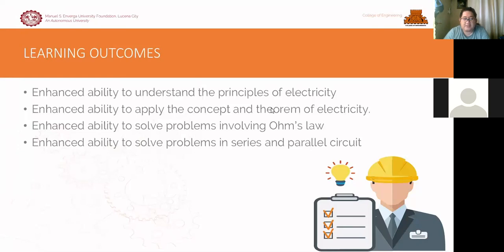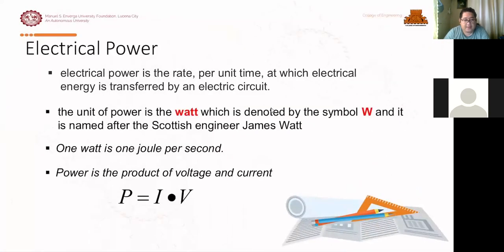So let us now start with electrical power. But before we go to electrical power, we have to revisit the three things we studied last time. Di ba, we have current, voltage, and resistance. So, from last week, what formula do we use for current? If you still remember, you can answer in the chat box or in the mic, open your mic. The formula for current.